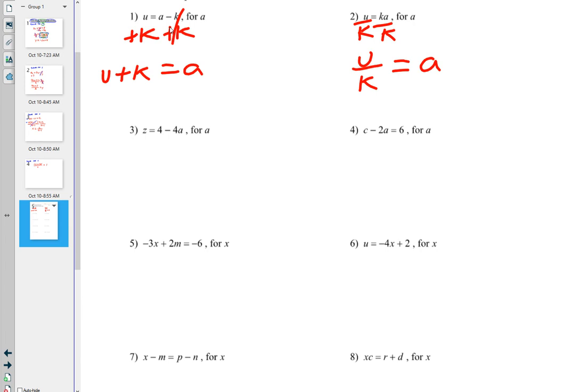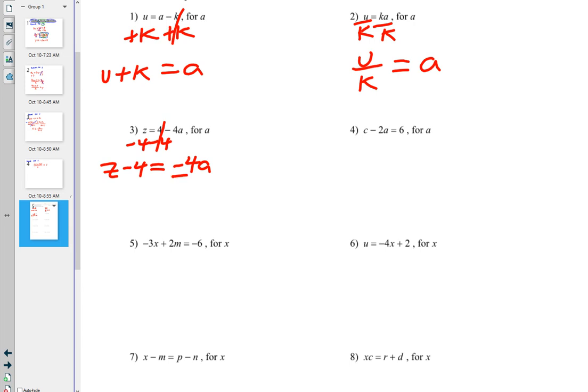Okay, how about the next one? How about number 3? We do want to solve for A, so how would I get the A by itself? Definitely don't want to add. I do want to get rid of the furthest 4 away by subtracting 4. And Z minus 4 just stays as Z minus 4. That equals negative 4A. What would the last step be?